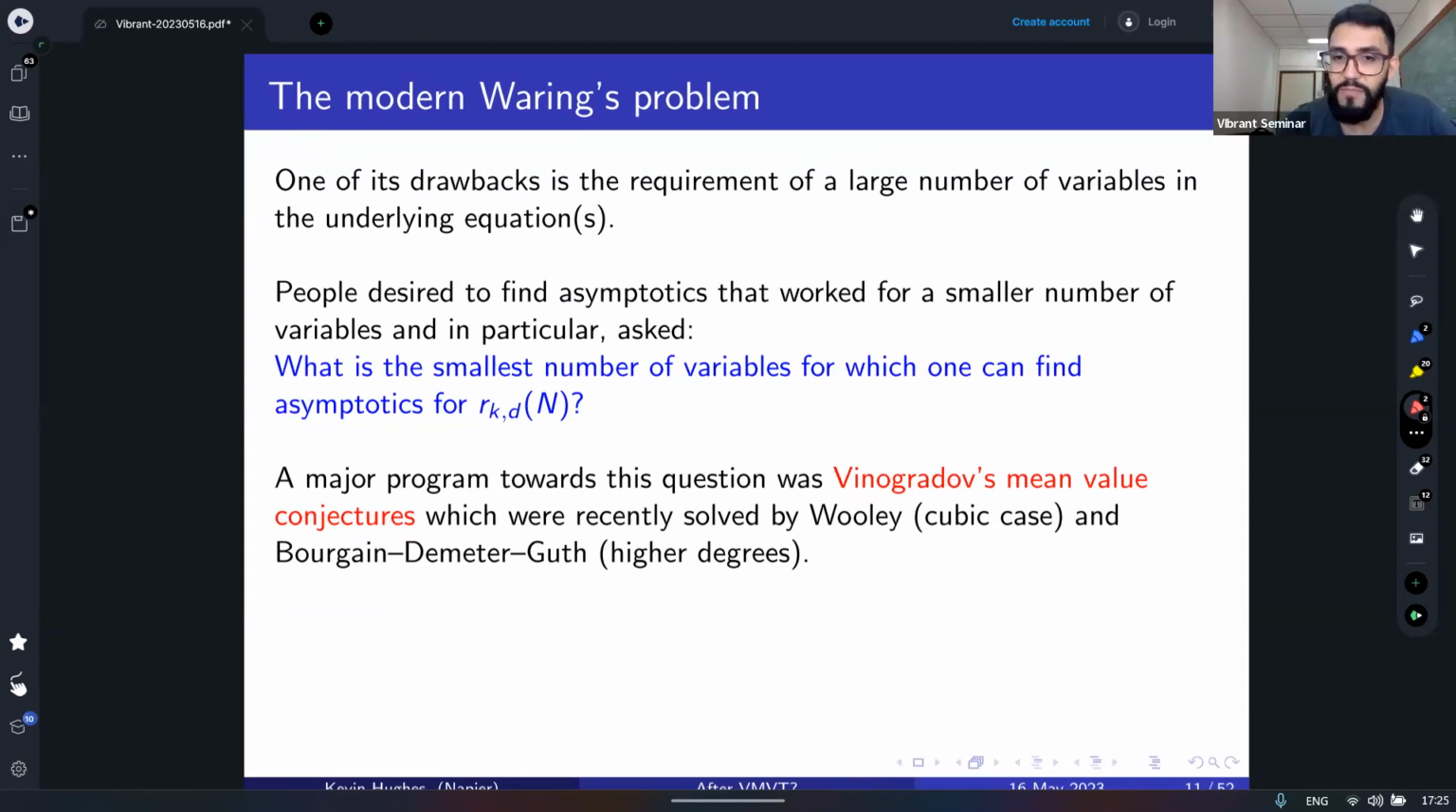I do have a question. Is there a conjectured value for the minimal d?